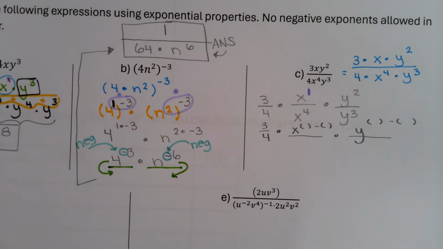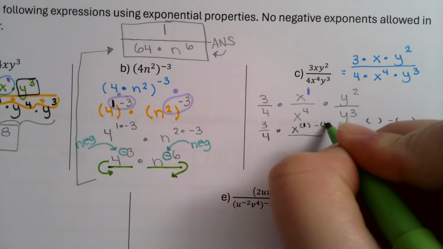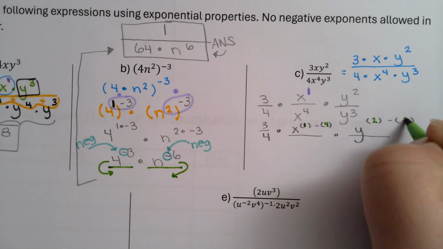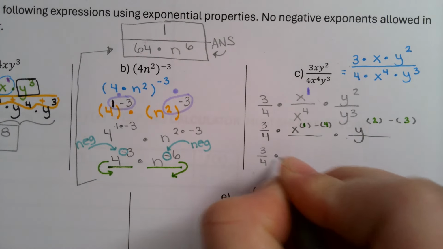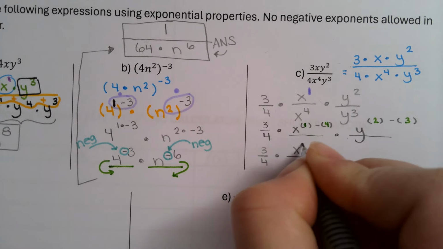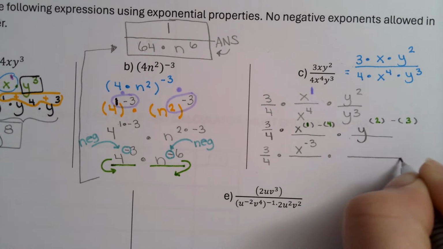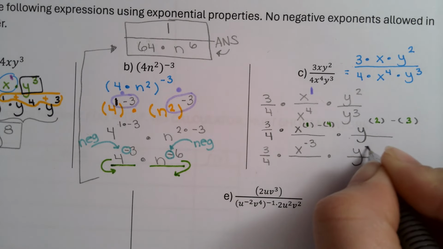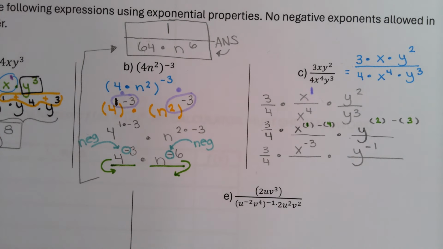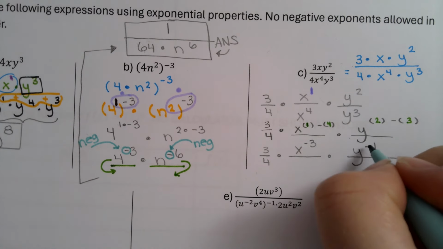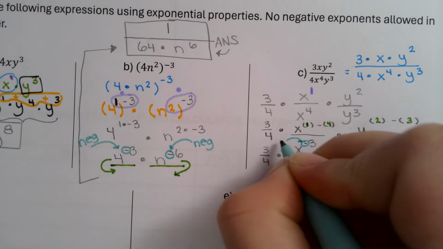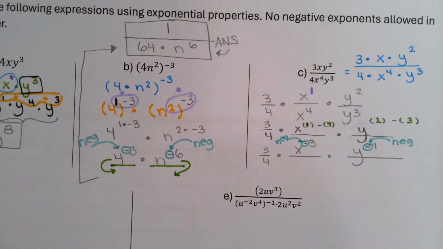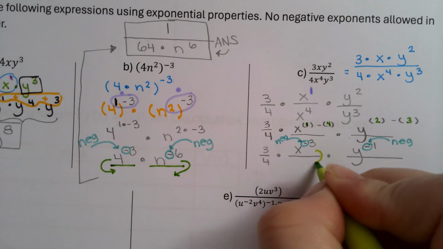Some of you are choosing to skip this step, which means you're getting your answers wrong. Please don't skip this step. Top is 1, bottom is 4, top is 2, bottom is 3. Again, we still have our 3/4. 1 minus 4 is a -3. 2 minus 3 is a -1. So again, notice how we ended up with negative as our exponent. So that means we will be flipping the base.